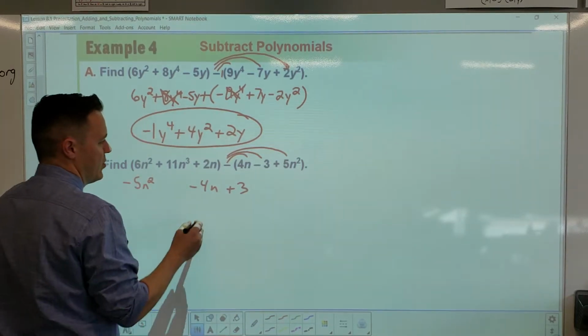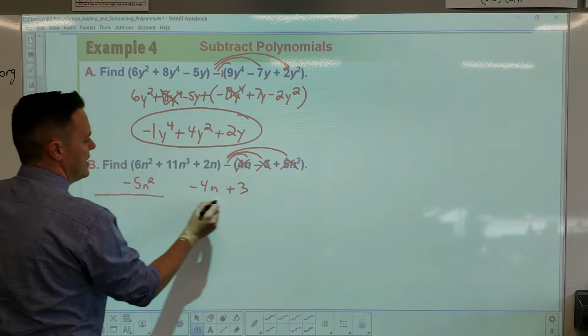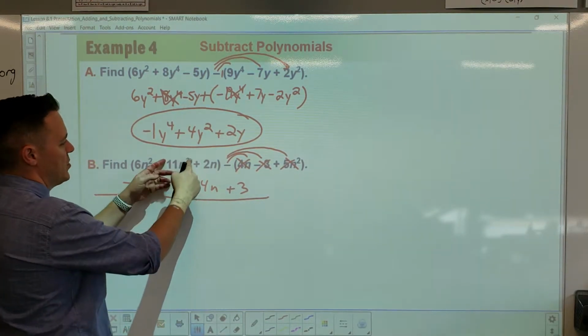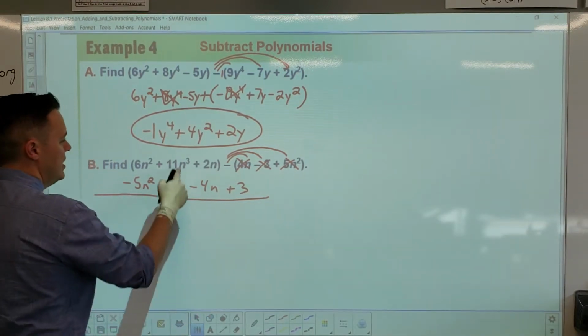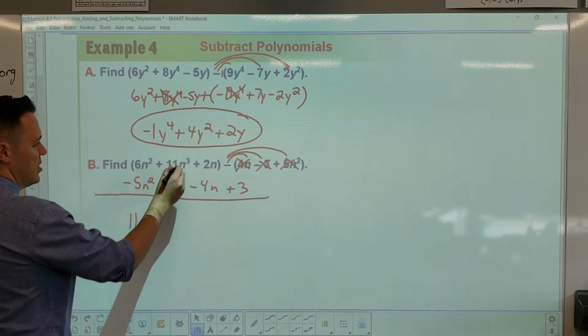So I'm going to throw the plus 3 out there on the end, just like this. Okay, as you go along, now you would add them together. So first off, I'm going to put it in standard form right off the bat. Highest exponent is 11n to the 3rd. So I'm going to start with that.